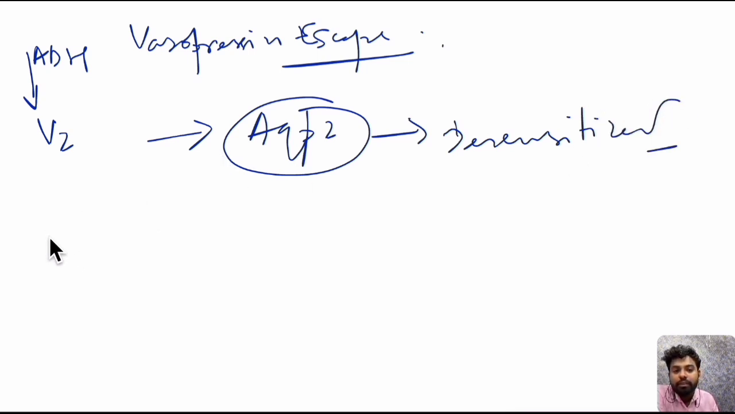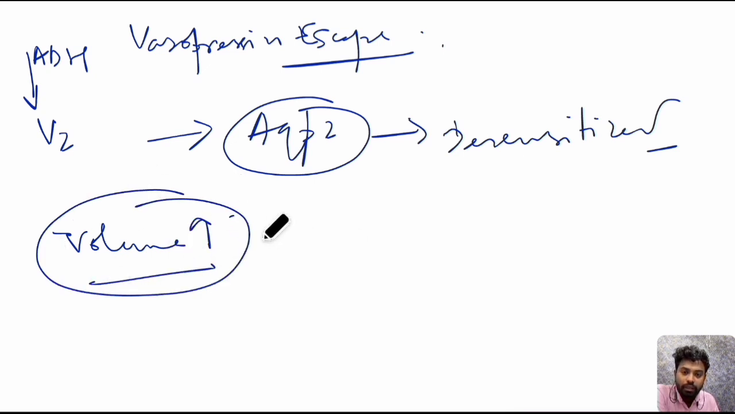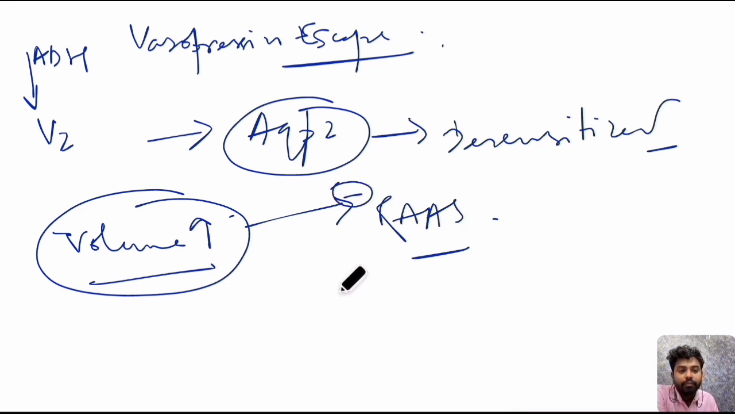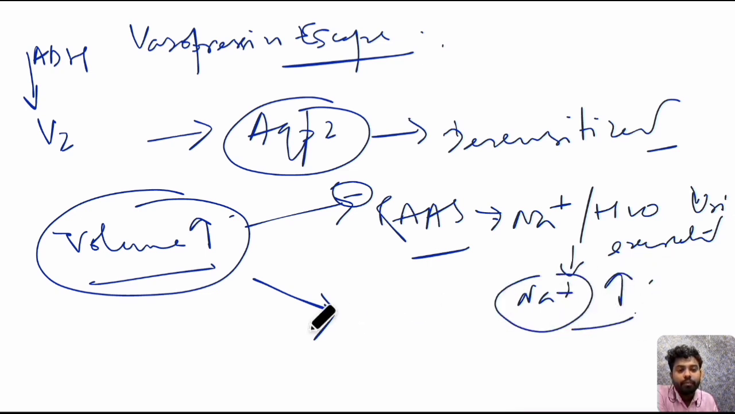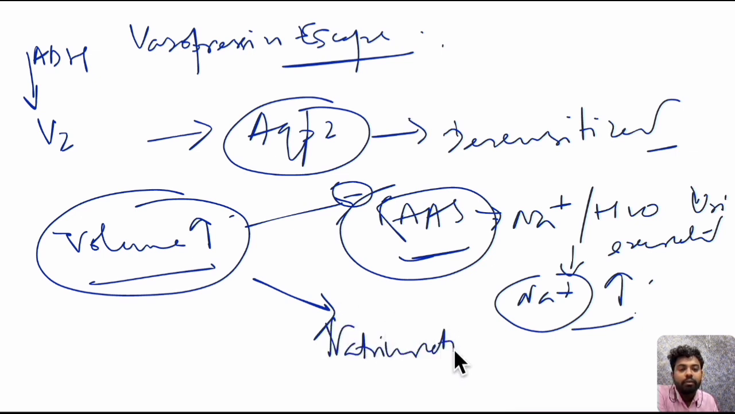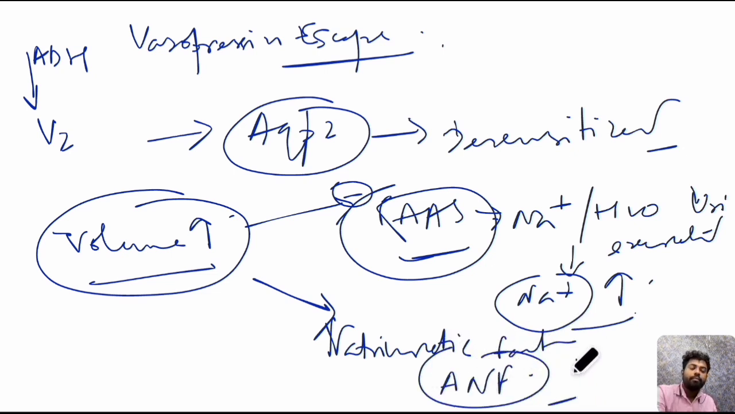And another thing: when your blood volume is increased and effective arterial volume is increased, two things happen. RAS is inhibited, so water and sodium will be excreted in urine. That's why in SIADH your urine sodium is high, because of this system inhibition. And another thing is natriuretic factors. Okay, this is one.